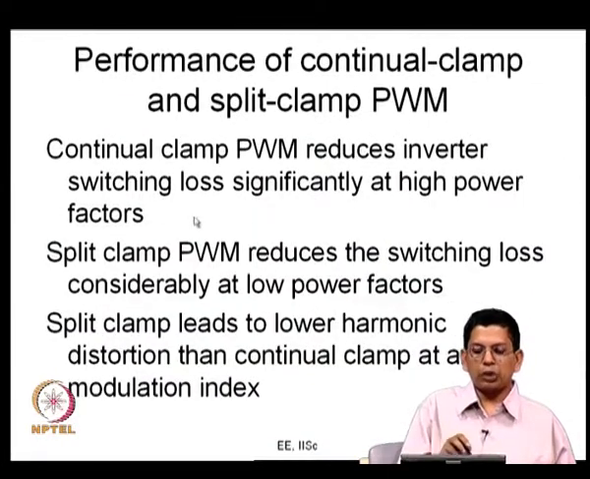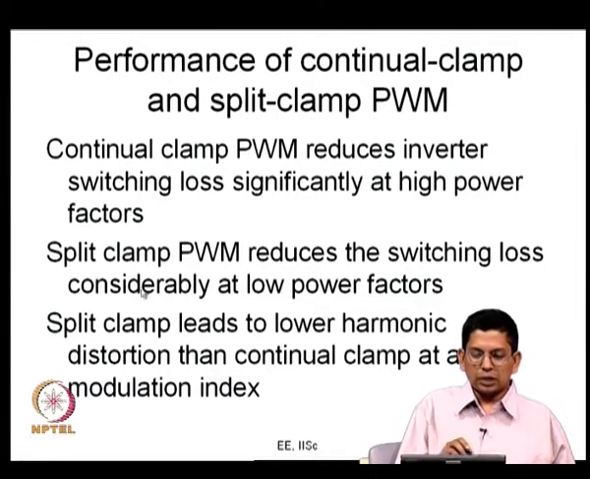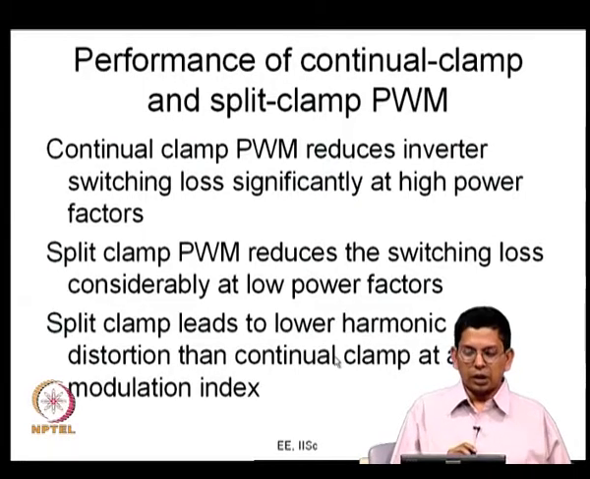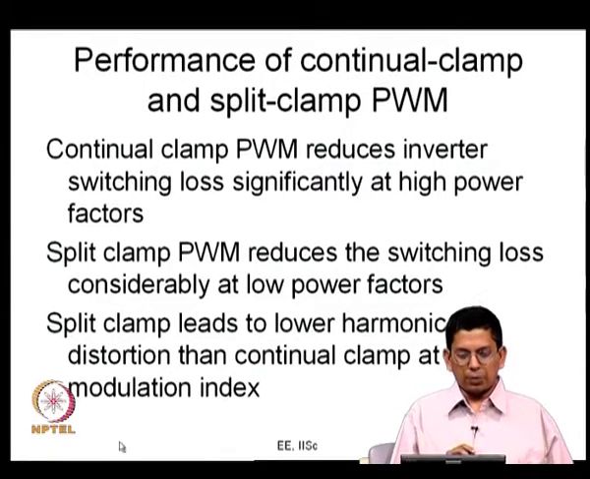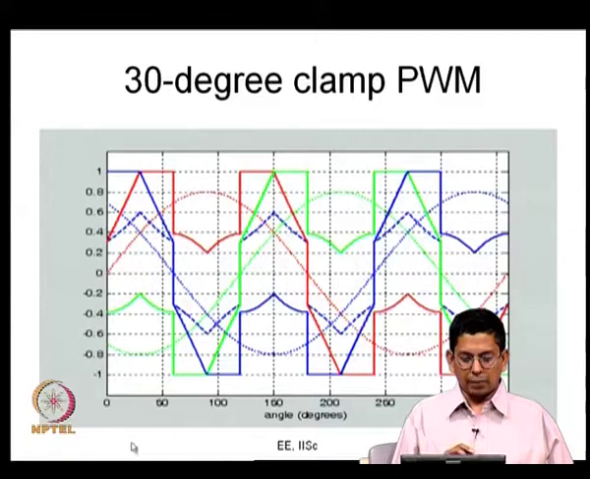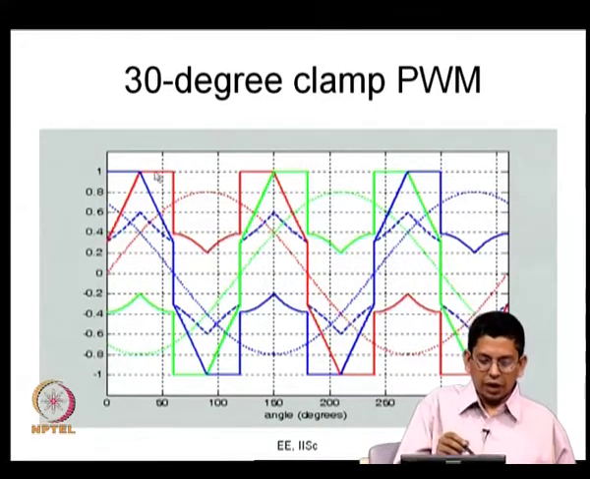Continual clamp PWM reduces inverter switching loss significantly at high power factors. On the other hand, split clamp PWM reduces the switching loss considerably at low power factors. This has been reported in some recent papers, including the reference that has been mentioned here. So, what happens in split clamp PWM? Let us go to the 30 degree clamp. Here R phase is clamped here, and again R phase is clamped there.